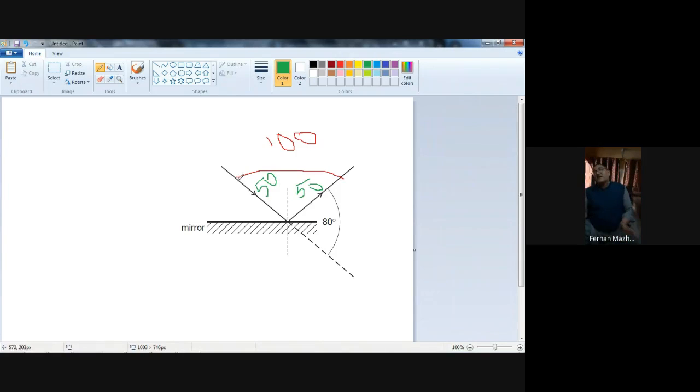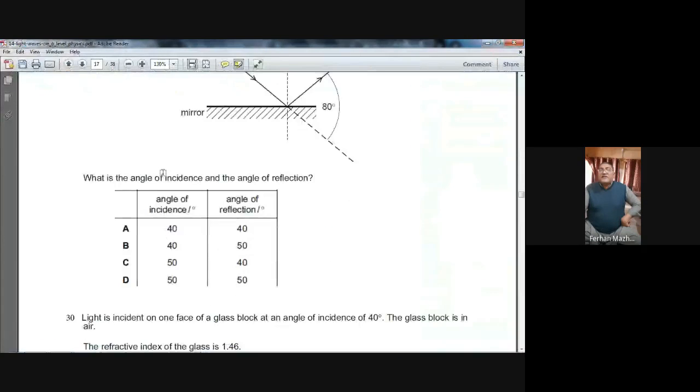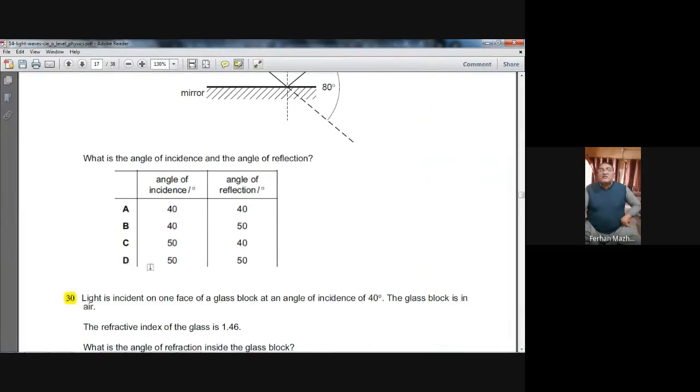This whole angle is 100. This is angle of incidence, angle of reflection. So 100 divided by 2, 50. So the angle of incidence will be 50. The angle of reflection will be 50. So D is the right answer.